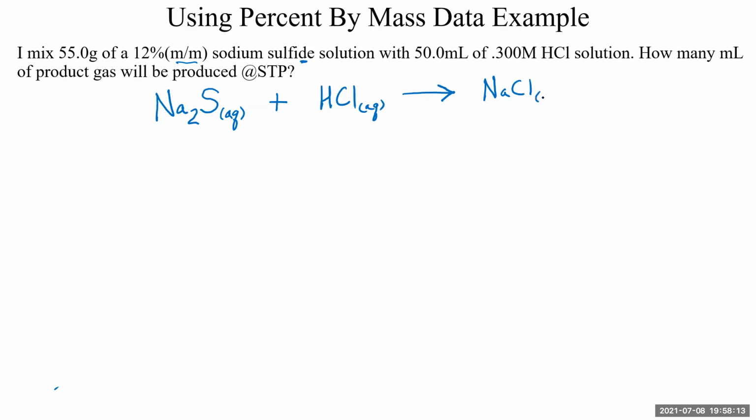Sodium chloride, of course, is aqueous, and hydrogen sulfide actually turns out to be a gas. If you do this at any appreciable temperature above room temperature, hydrogen sulfide will actually evaporate into the air. And we're going to go ahead and balance this. There we are.